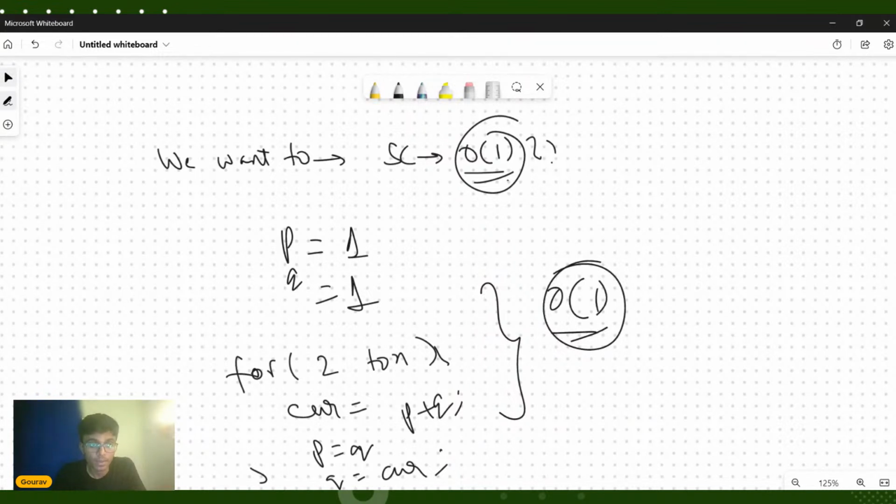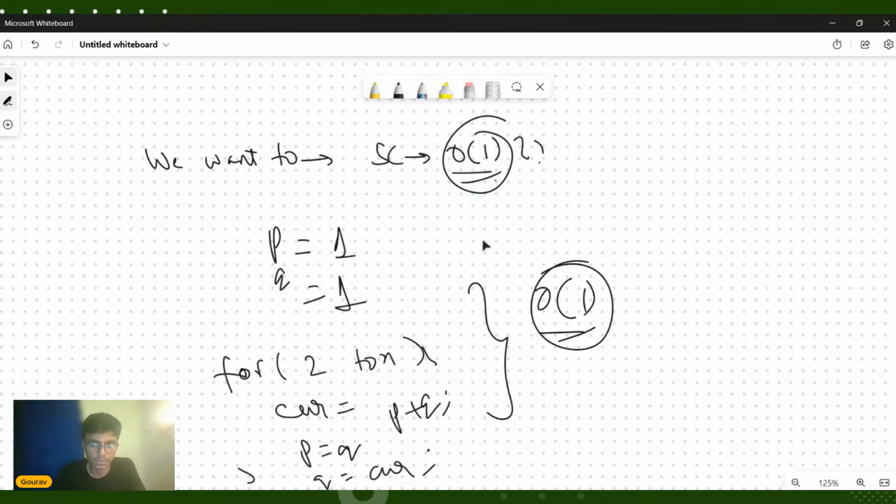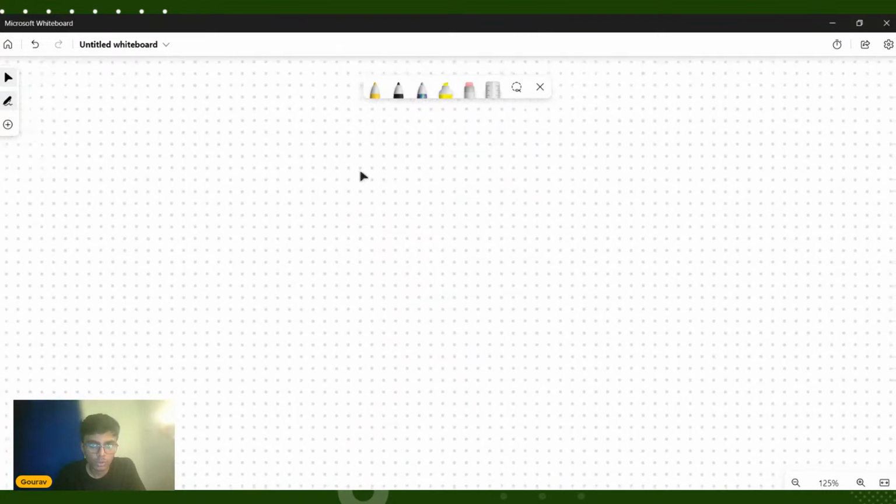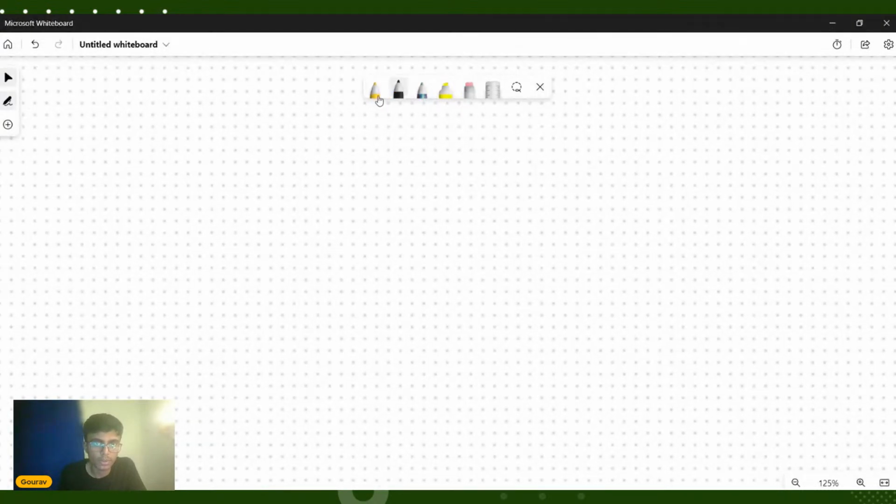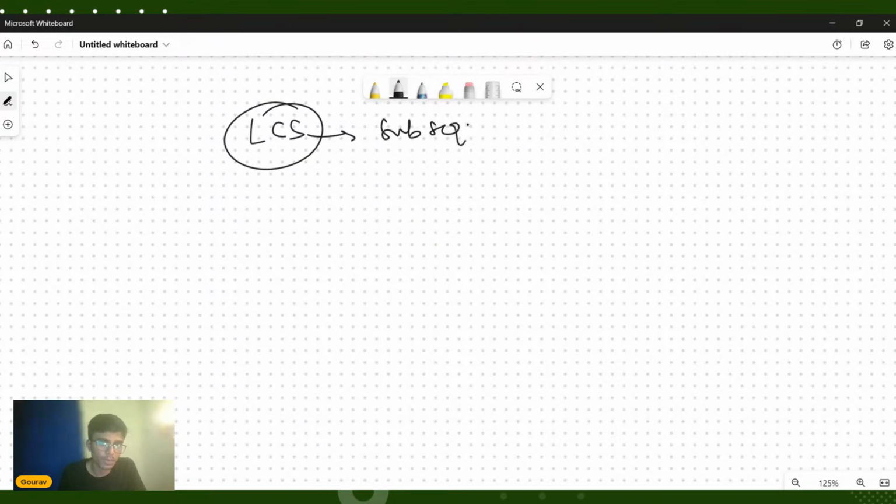So let's move to a much better problem now. Let us move to the problem of longest common substring and longest common subsequence. I hope everyone knows about this problem. LCS is called for longest common subsequence. First we will do subsequence and then we will do substring. So tell me, longest common subsequence, what exactly is it and how will we solve it?